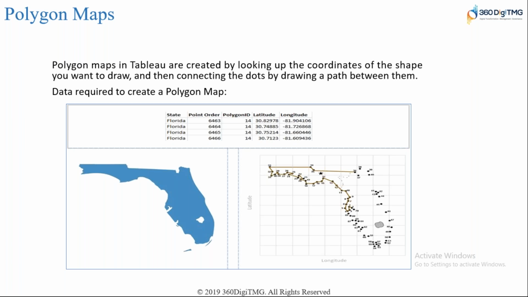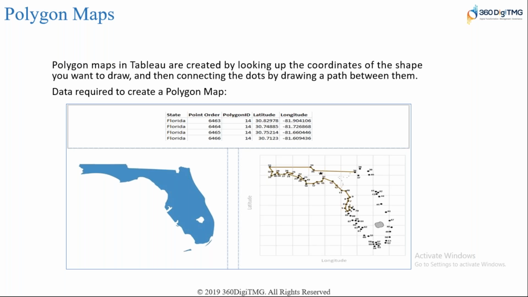You need to know the polygon ID, latitude and longitude associated with the polygon, and every latitude longitude combination, which is going to be a point that will have an ID called point ID or point order or point number, telling Tableau about the sequence in which the dots are to be joined together.